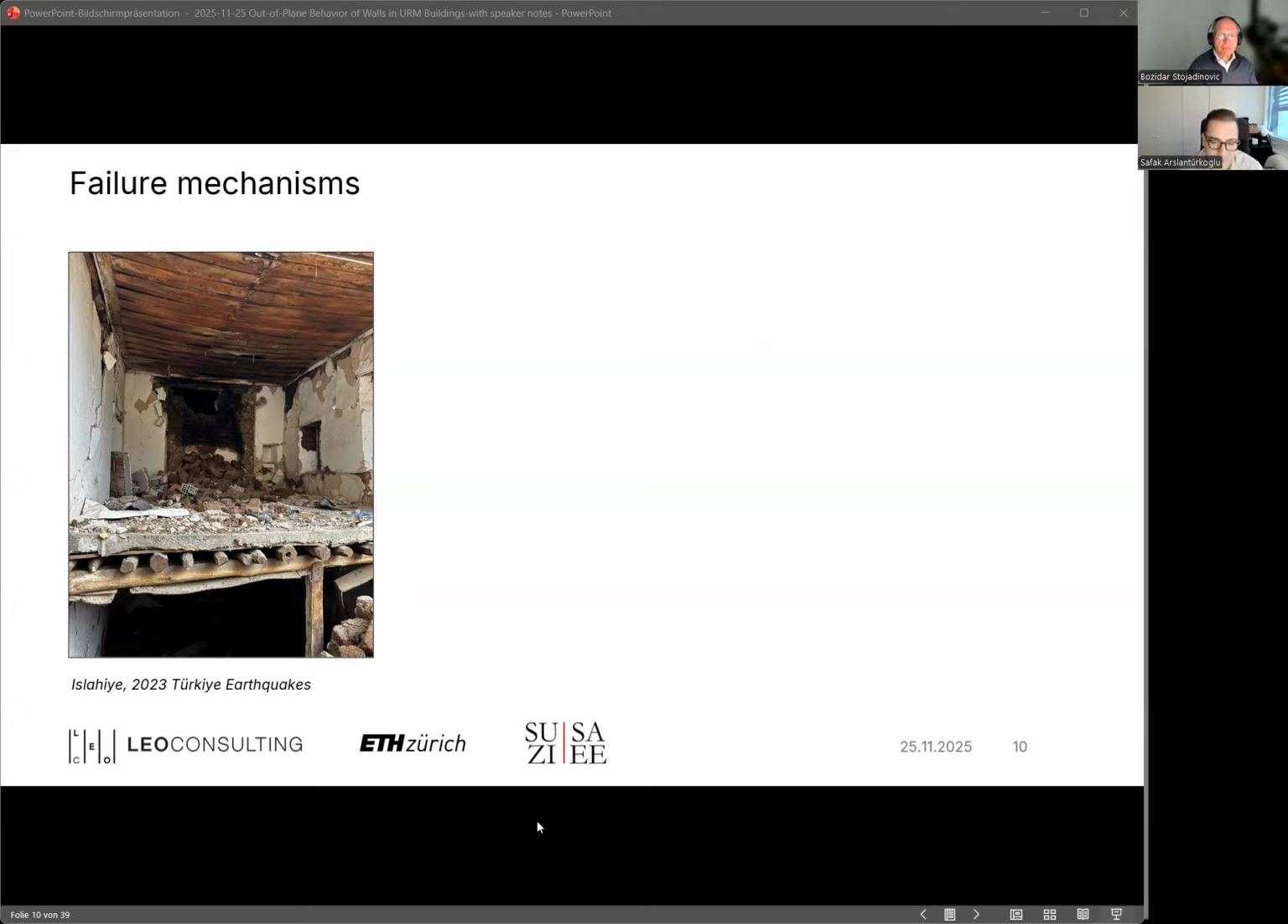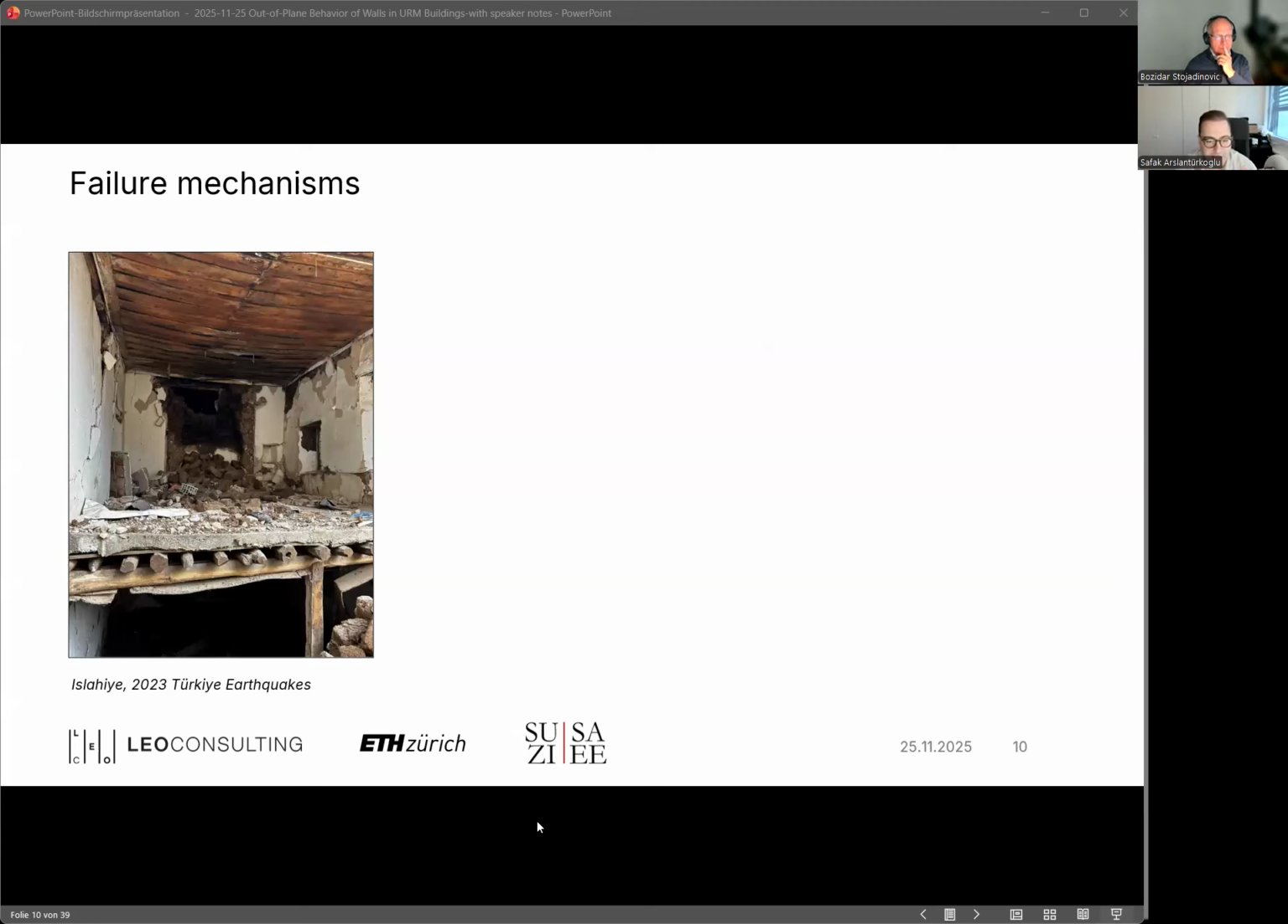Buildings with flexible floor diaphragms, typically those with timber beams, are particularly vulnerable to out-of-plane failure, because without reliable floor-to-wall connections, the self-weight of the wall panel is usually not enough to resist overturning. As in this example, you see the wall has failed.